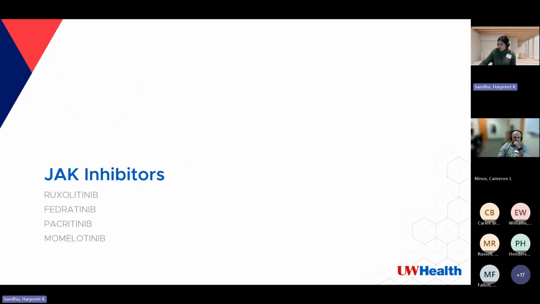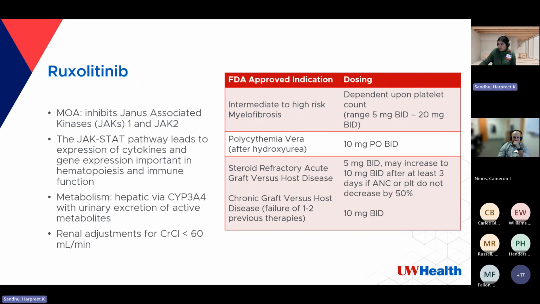So moving on to JAK inhibitors, we'll start with ruxolitinib. Ruxolitinib is the first approved JAK inhibitor. It inhibits both JAK1 and JAK2. The JAK-STAT pathway leads to expression of cytokines and gene expression important in hematopoiesis and immune function. It is metabolized through CYP3A4 with urinary excretion of active metabolites, and this one does require renal dose adjustments for a creatinine clearance less than 60.